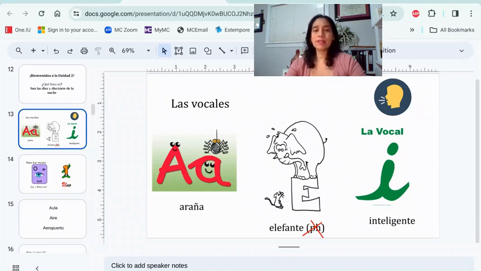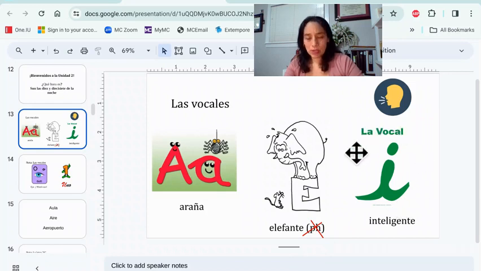So, A is always A, and there is no other sound for it. For example, the word araña, araña. Then we have the letter E. Yes, the sound is E, like in elefante, elefante. Notice that in español, we do not have PH. This doesn't exist in español, PH. Elefante. Every time you need an F sound, it needs to be la letra F in español.